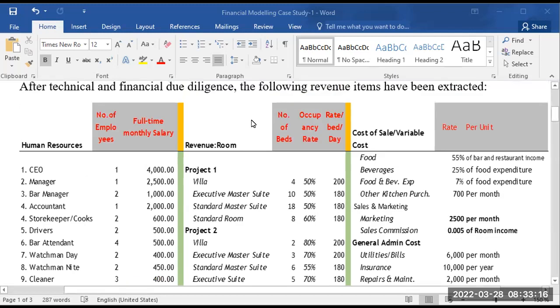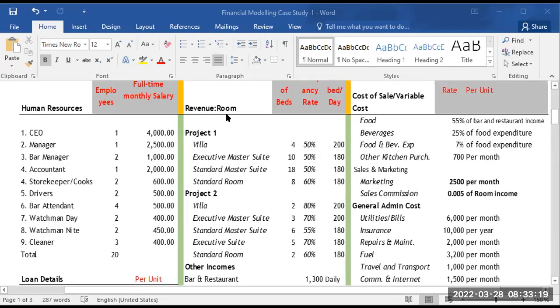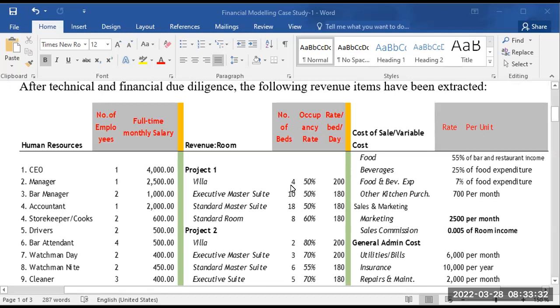And the next is revenue for rooms. So these are the expected revenues if the rooms are completed. So you have project 1, 2. In the first project, there's a villa. You have the number of beds. There are 4 beds in that villa. There are executive suites, the standard suite as well, and standard rooms. And these are the number of beds. And the bed rate per day is 200. The villa is 200.